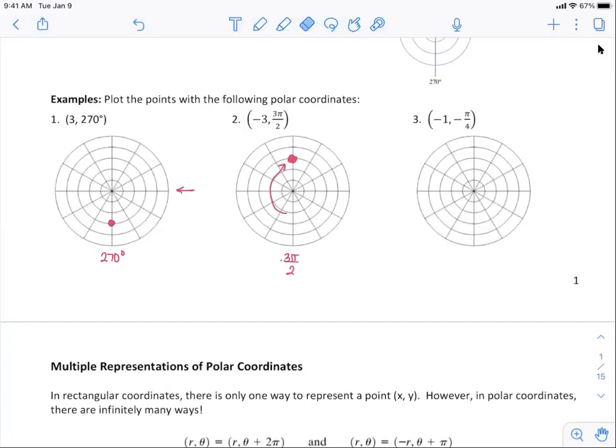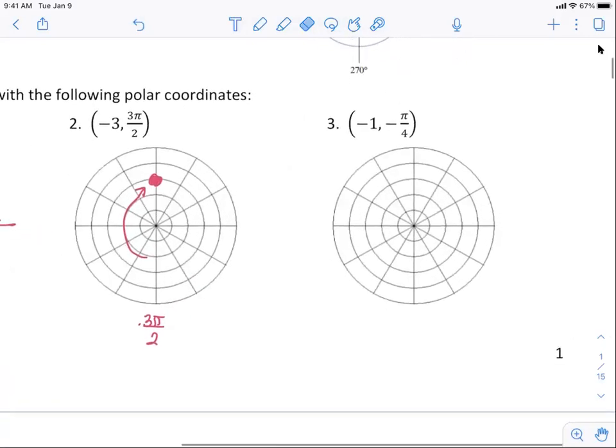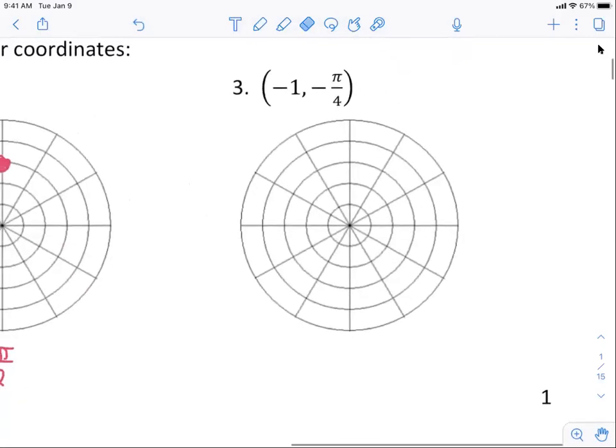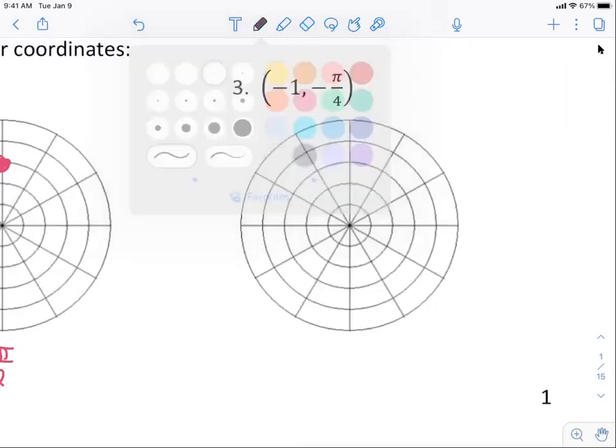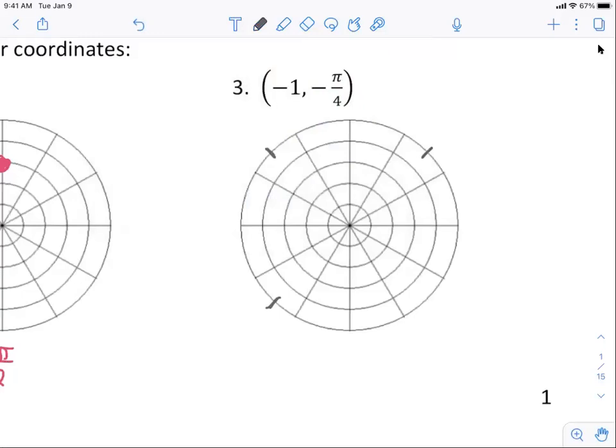Now, something tricky about number 3 here is that this is fourths, and our graph doesn't have fourths marked on it, but we know that fourths are halfway. So here's a fourth, here's a fourth, here's a fourth, and here's a fourth. So negative pi fourths would mean I need to rotate this direction. This is going to be the value negative pi fourths, and I need to be on that ray.